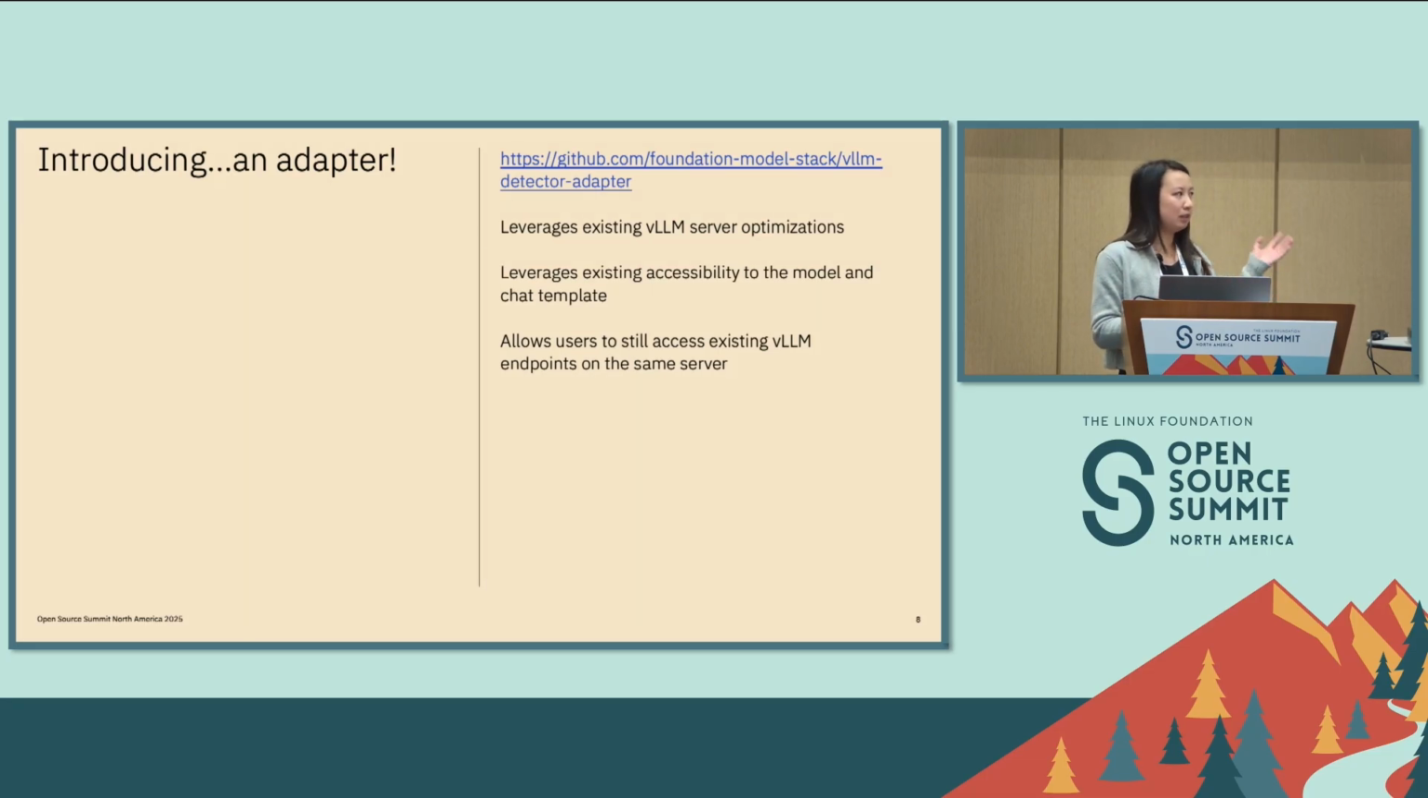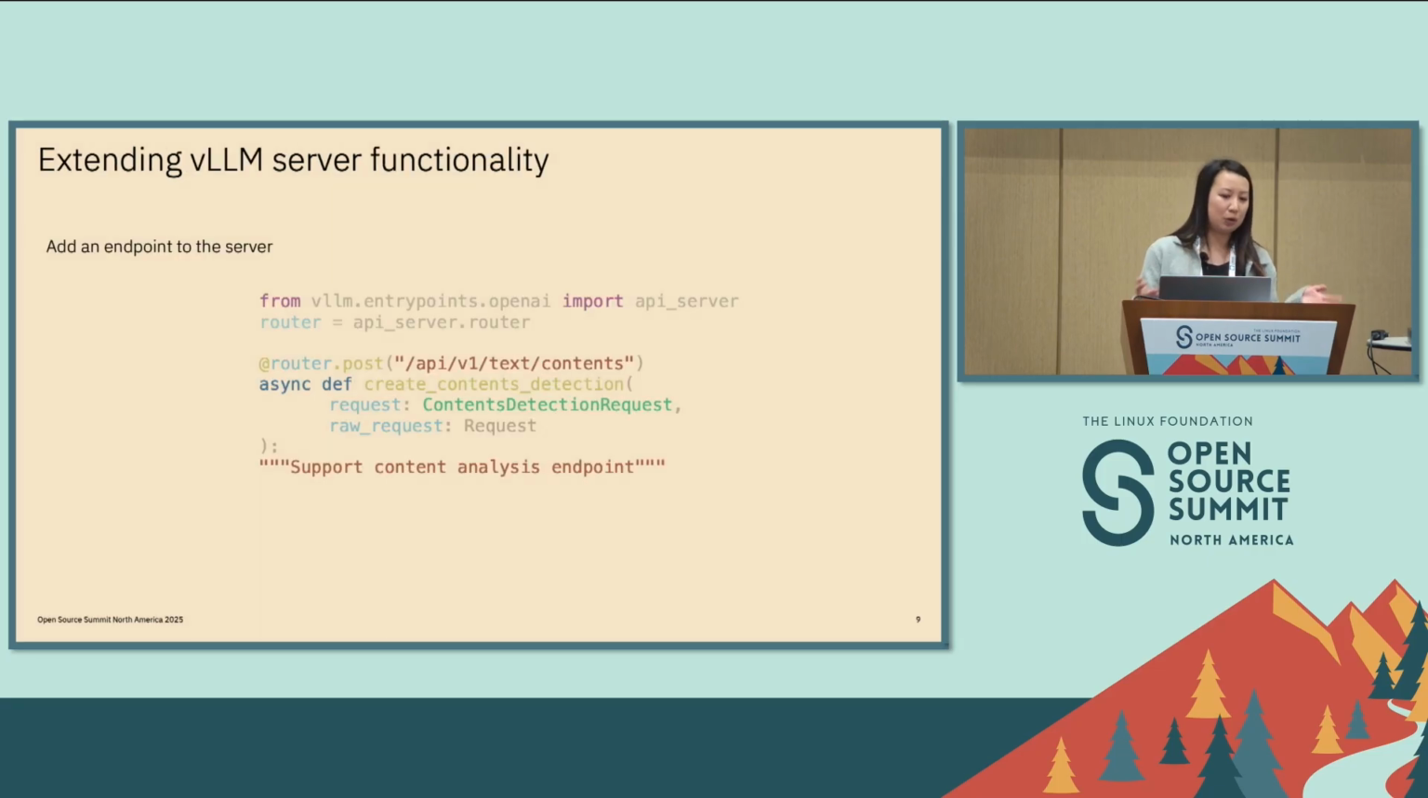By building the adapter on top of the existing vLLM server, we're also able to leverage the benefits of using one server. Essentially, there's no added network hop or added server queuing that we have to maintain as well. And so just very quickly, some of the code that we use to extend the vLLM server functionality. I'll link the QR code for the actual GitHub repository later.